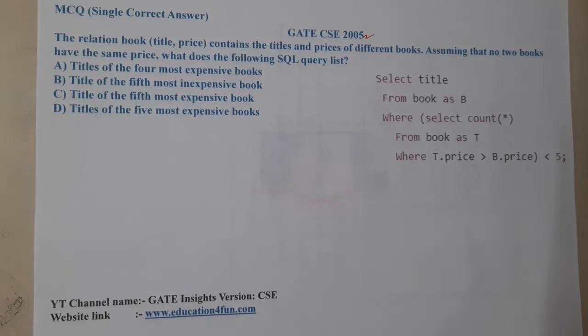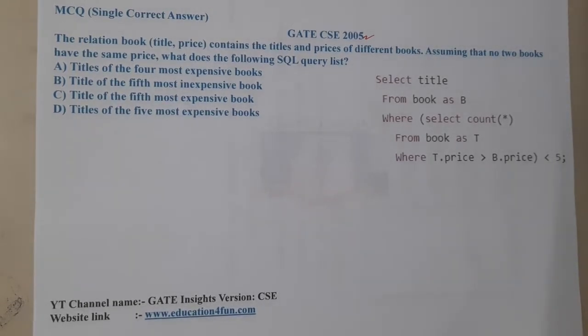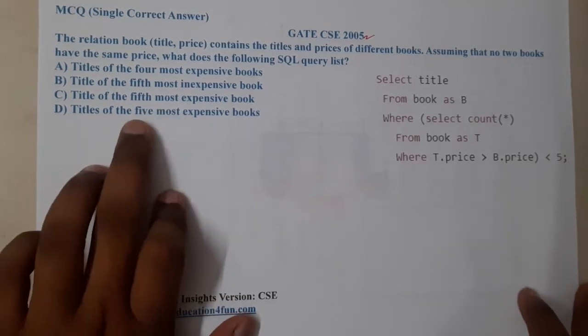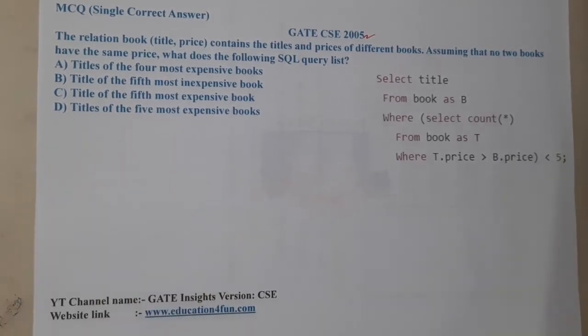Option A says title of the 4 most expensive books, then title of the 5 most inexpensive books, title of the 5 most expensive books, the 5th most expensive book and the 5 most expensive books. Basically this question completely revolves around these numbers, right? So the maximum number in the question is 5.